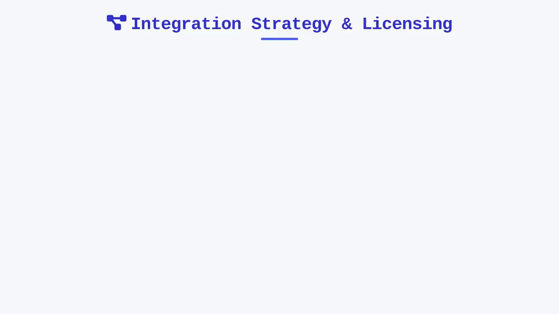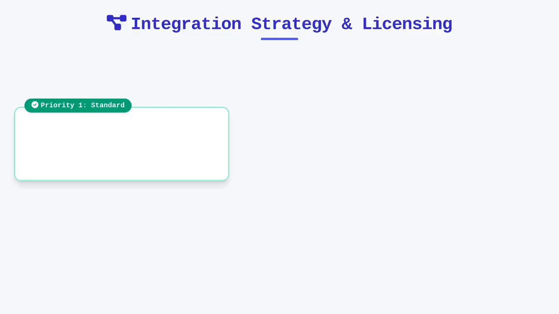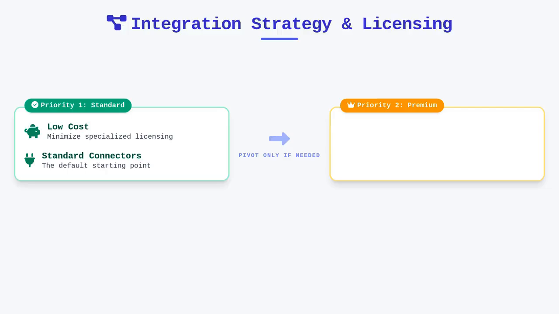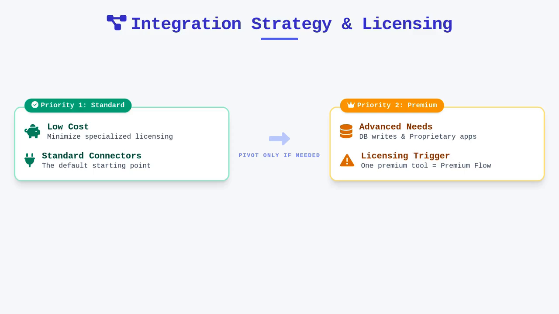As you build your integration strategy, always prioritize the use of standard connectors to keep costs low and minimize the need for specialized licensing for end users. Only pivot to premium connectors when the necessary functionality, such as direct database write operations or integration with proprietary business applications, demands it. It is also worth noting that once a flow contains a single premium connector, the entire flow is considered premium and requires elevated licensing for anyone running it.